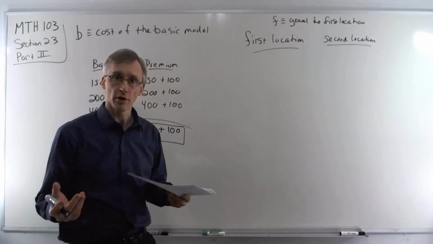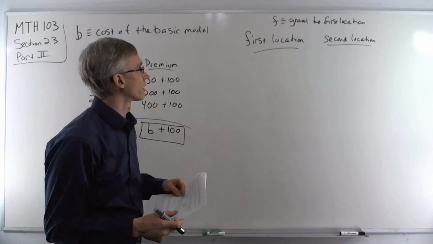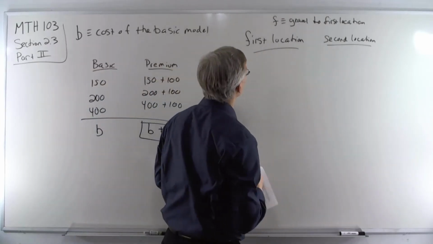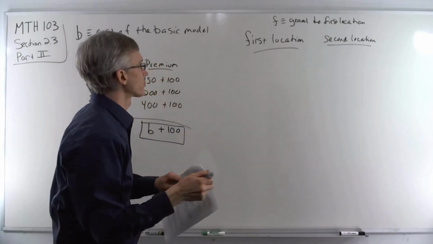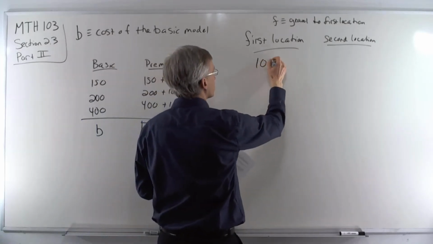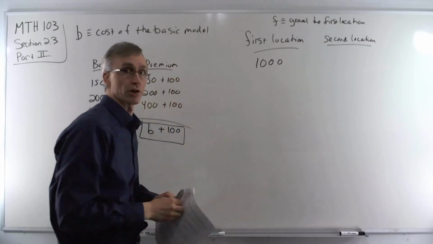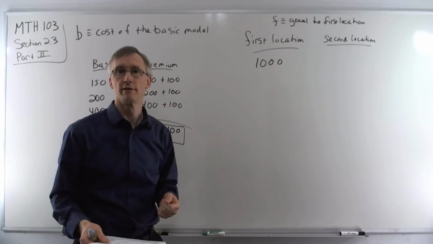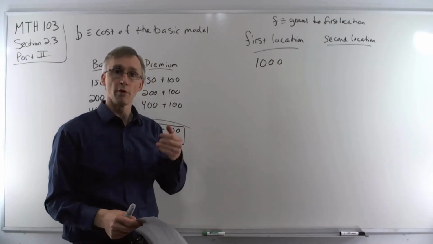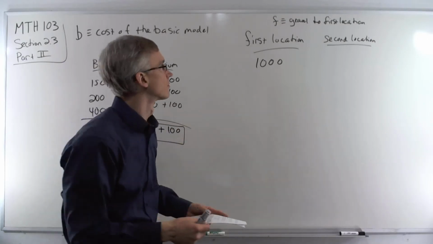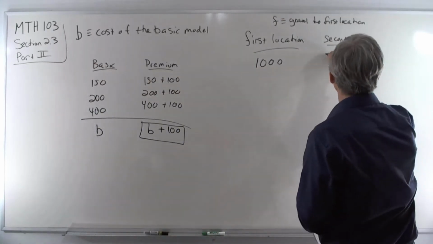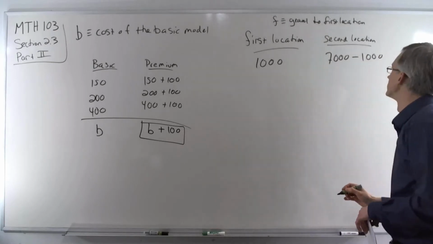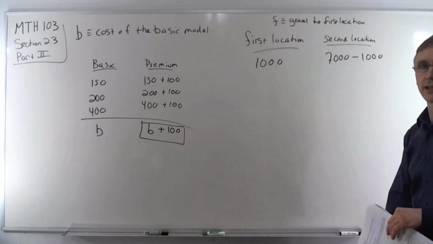So now we're starting off with 7,000 pounds. We're going to drop some off here, and then the rest goes over here. So let's say at the first location I dropped off 1,000 pounds. Well, I started with 7,000. I just dropped off 1,000. How much do I have left? When you remove something in math, that's subtraction. So we started with 7,000, and we removed 1,000. So I have 6,000 at the second location.